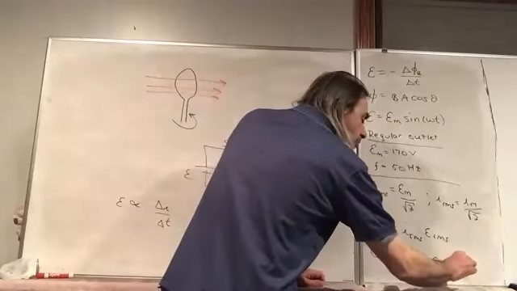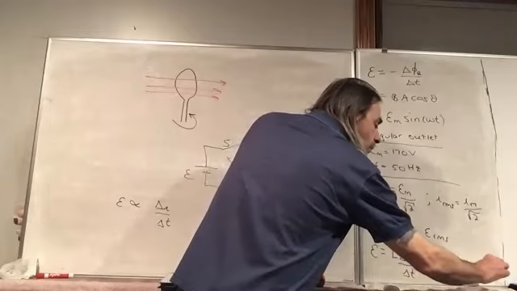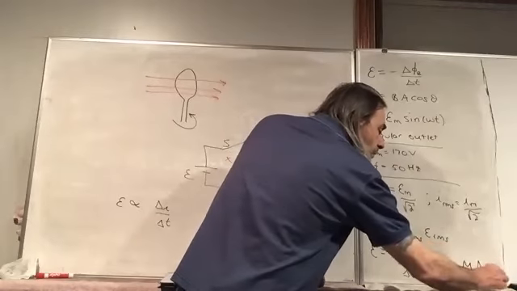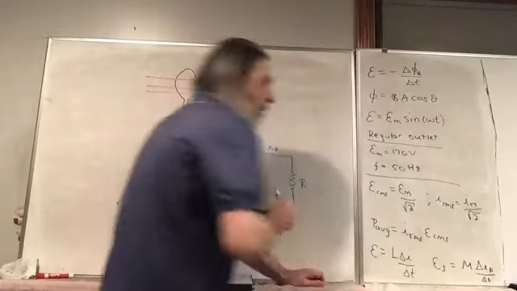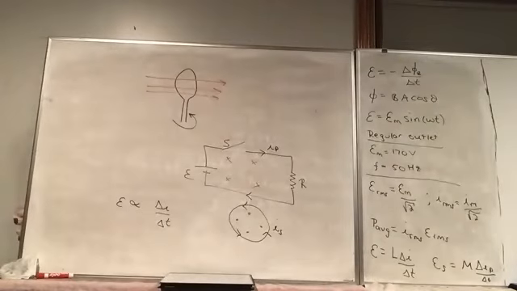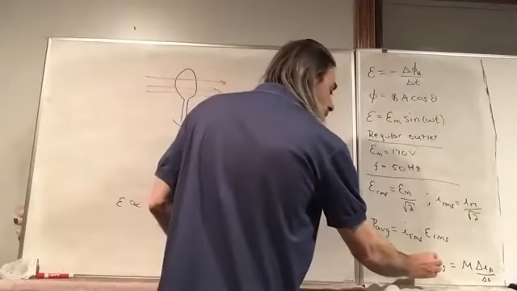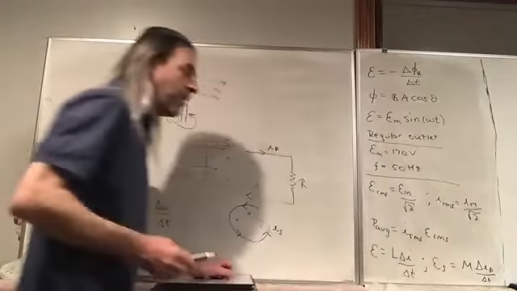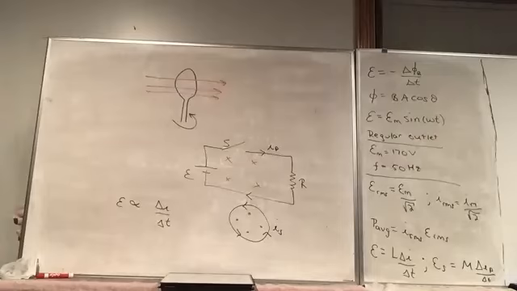So for mutual induction, the EMF in the secondary coil is proportional to the rate of change of current of the primary coil. And I didn't include the minus signs for either of these. If you want the direction of the induced current, use Lenz's law. So those are the topics for chapter 22 that we're going to go over.